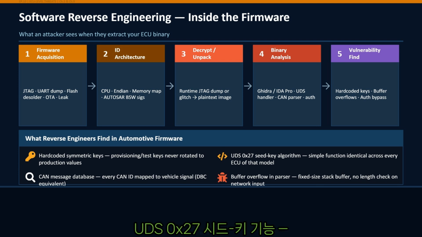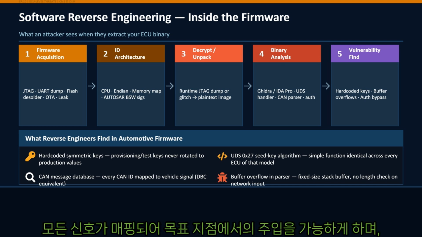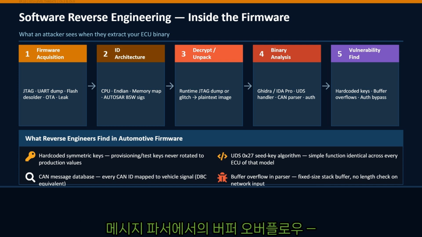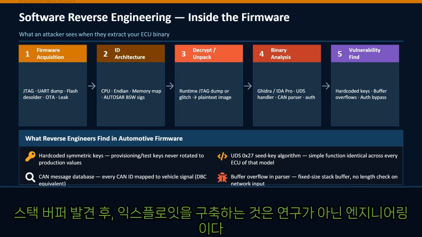The UDS 0x27 seed-key function, identical across every ECU of that model in the entire fleet. The CAN message database equivalent, every signal mapped, enabling targeted injection with zero guessing. Buffer overflows in message parsers: fixed stack buffers with no length validation on network-supplied data. Once found, building an exploit is engineering, not research.